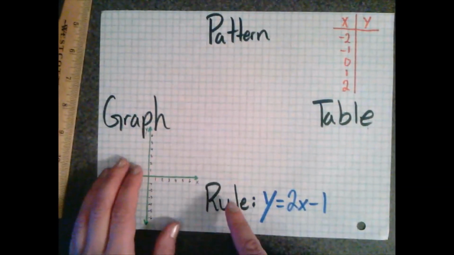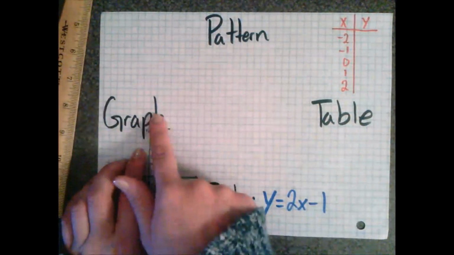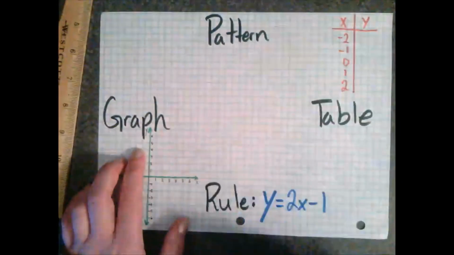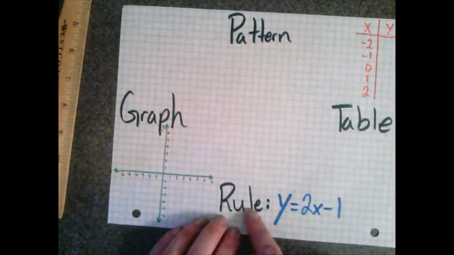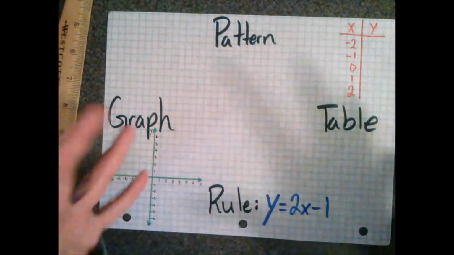And in the past, if I wanted to go rule to graph, I had to go rule, table, graph. But now I can just go rule, graph, and graph to rule and vice versa. So we're going to start with a rule, and we're just going to find everything based off that rule, just to show you how everything ties together.